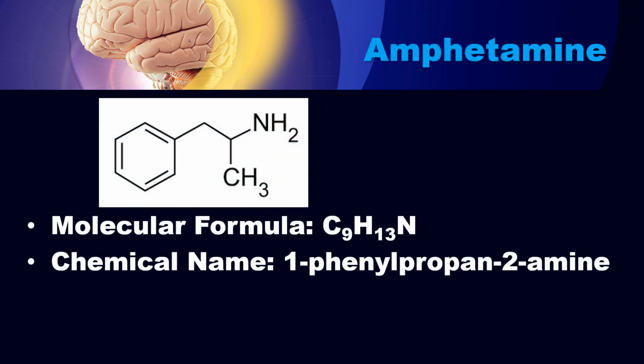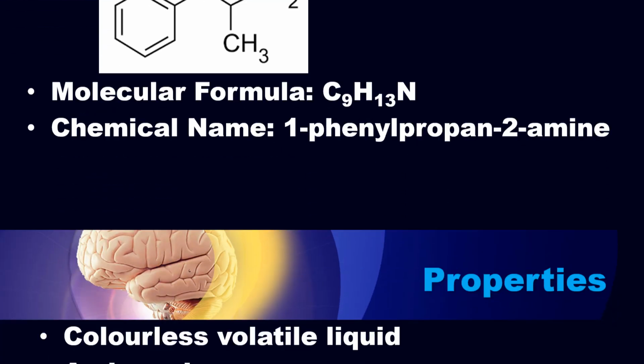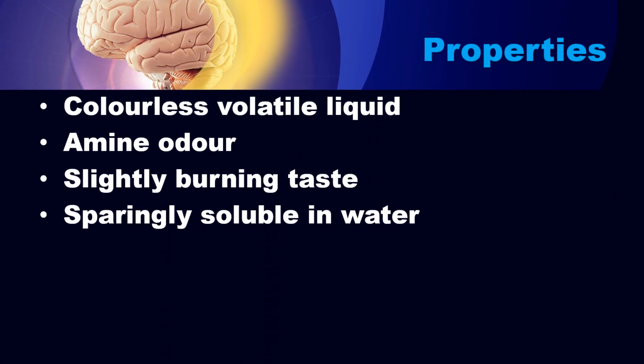Amphetamine. The molecular formula is C9H13N. The structure of amphetamine, and the chemical name is 1-phenylpropan-2-amine. Properties. It's a colorless volatile liquid. It has an amine odor and the taste is slightly burning. It is sparingly soluble in water.